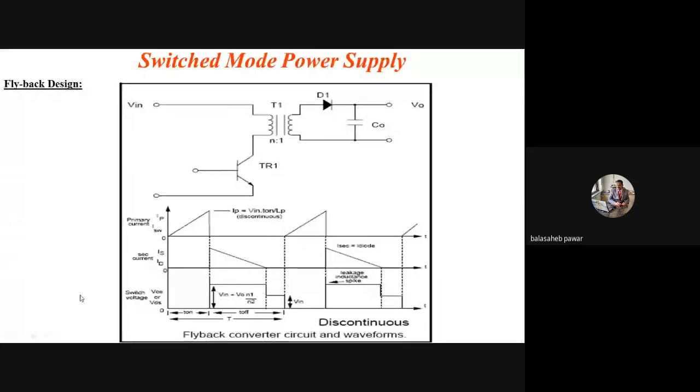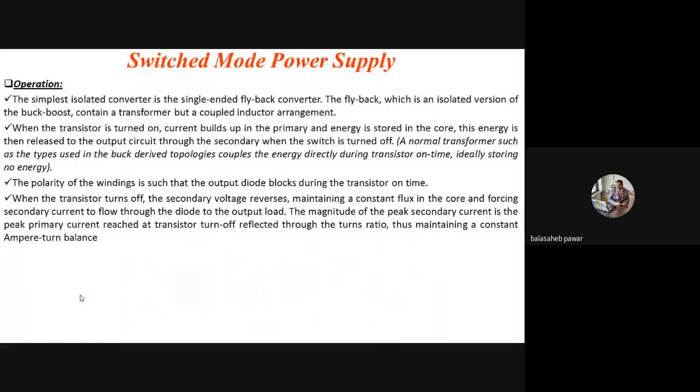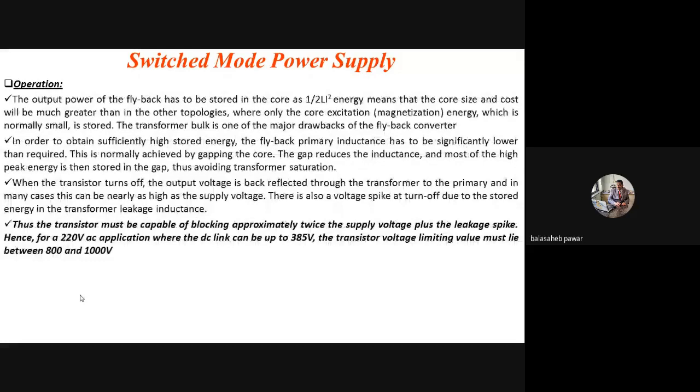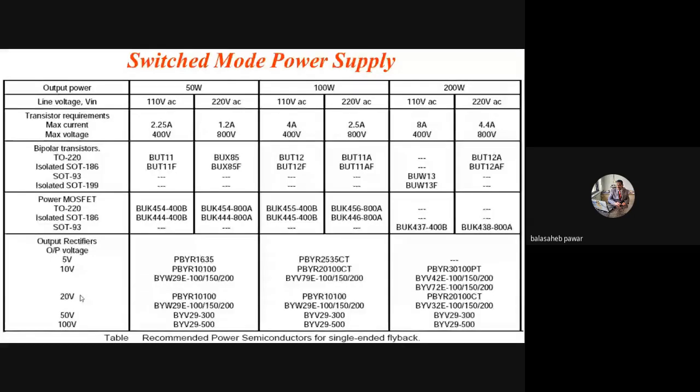Are you getting it? So this is the basic, simple working principle of that flyback converter. Okay. So the same things are given here. All these PowerPoint and material I already shared on my Google Classroom. You just go through it, just read it. You will get clarity on whatever I told. Okay.